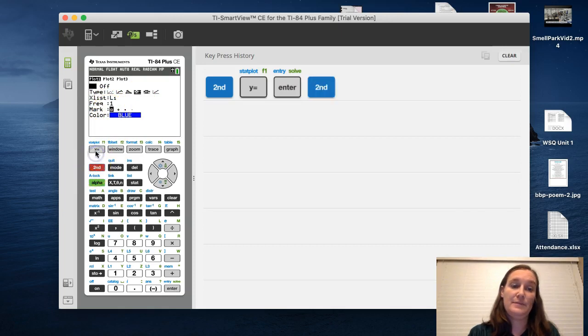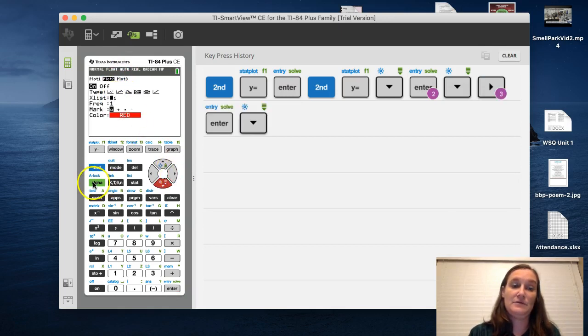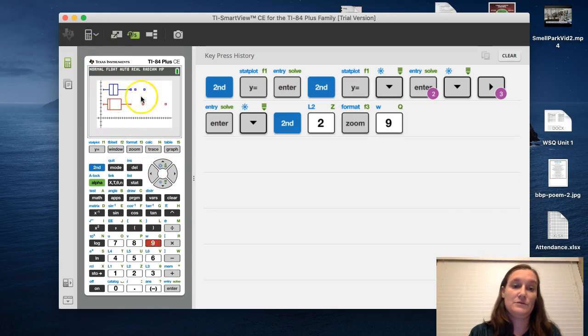And then if I go back to the stat plot, second y equals, and I go to plot 2, I can turn that one on. And I can make that one be box plots. And then I'm going to make that one be list 2. And how I get list 2 quickly is I go second number 2. And that puts list 2 in there. There's other ways, but and then I'm going to do zoom number 9 to get a good window. So here's my 2 box plots.